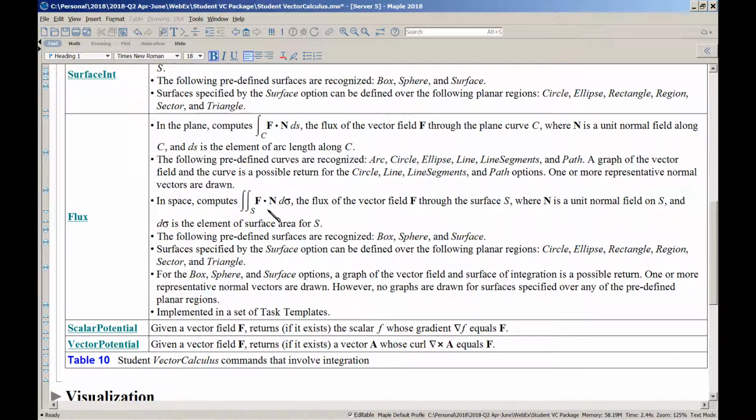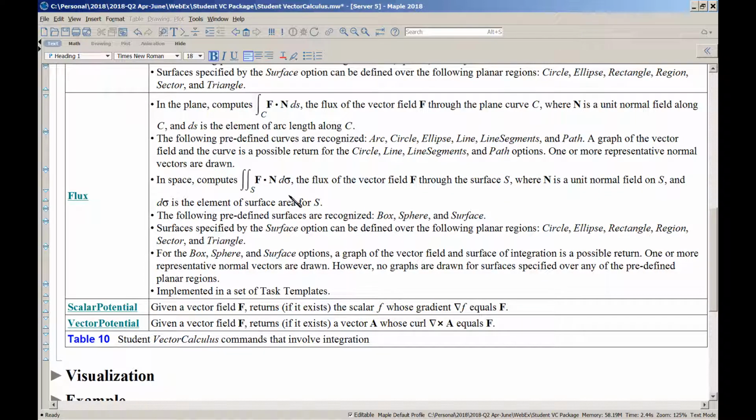If you're in space, then you are getting the surface integral of the normal component. So when you do f dot n, you're getting a scalar, and it's going to have the properties of that surfaceInt command. Okay, and again, it will figure out what the appropriate element of surface area is once you tell it what the surface is.